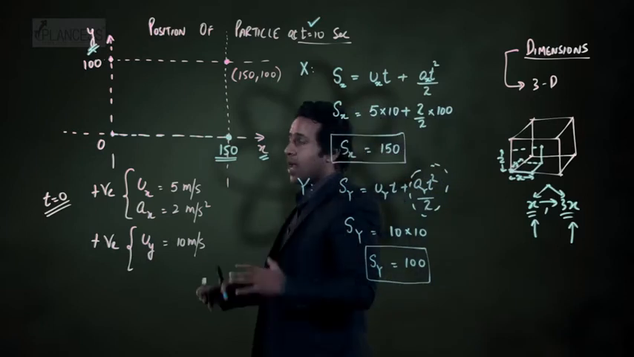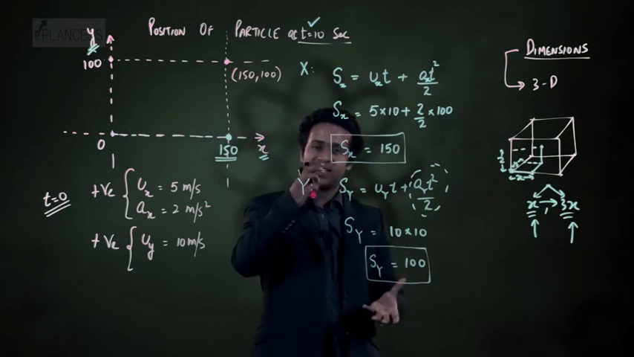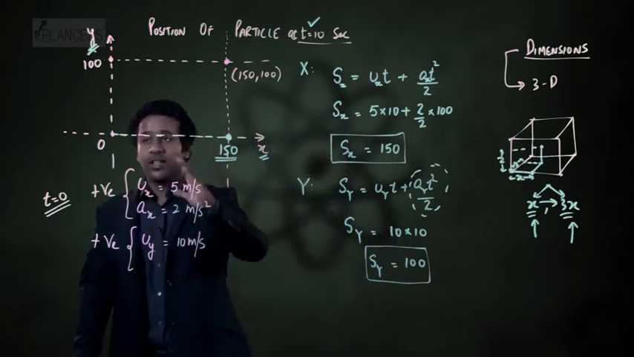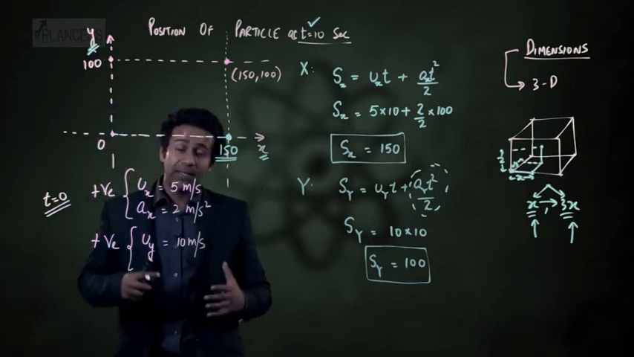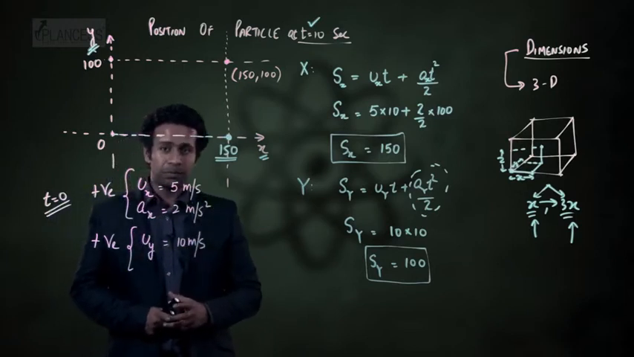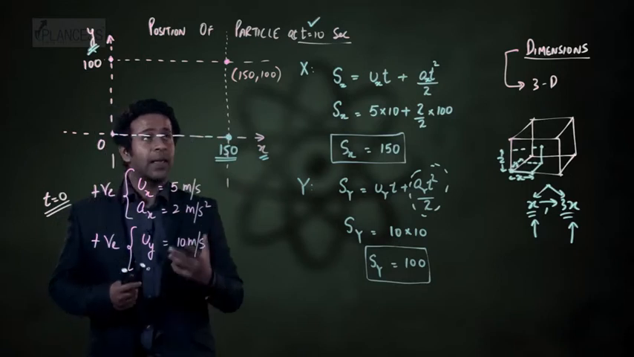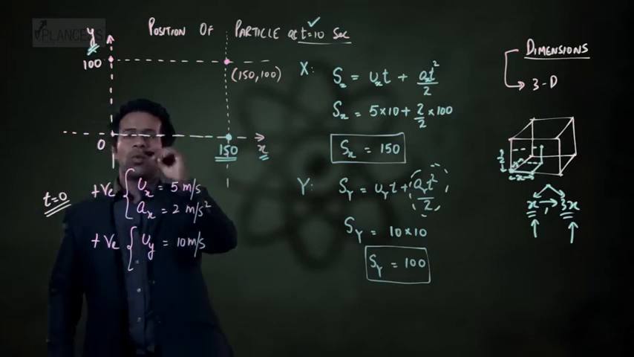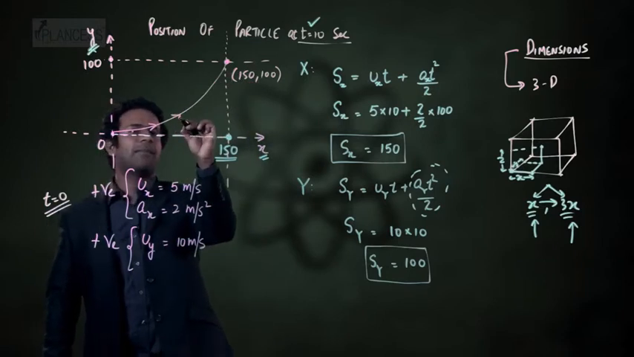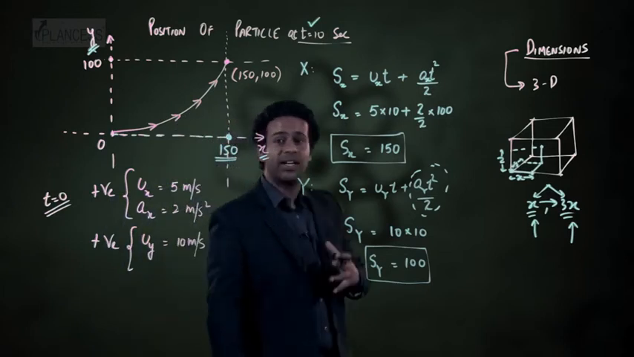Now that we have the result, try to understand how these two dimensions superimpose. There is a motion along x, there is a motion along y, but the particle is exhibiting a combined motion of these two. So the particle never actually moves along x, never moves along y. In fact, its path would be something like this. It would have traced a path like this. So this is the path along which the particle has moved.